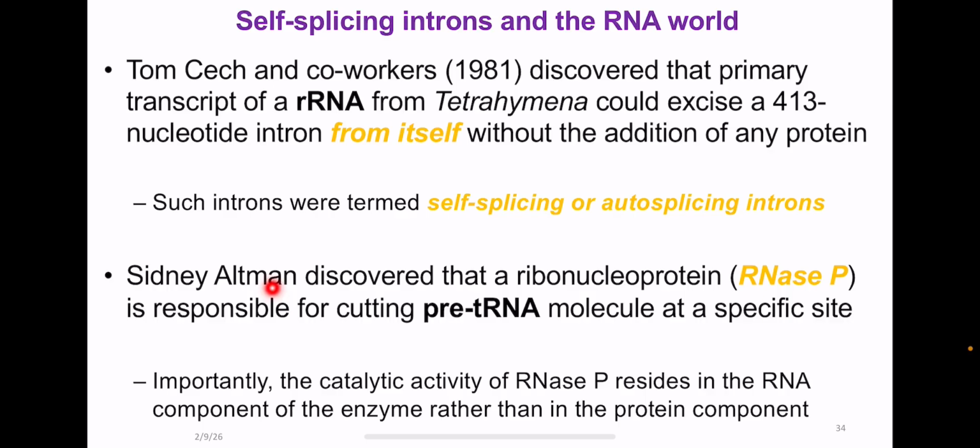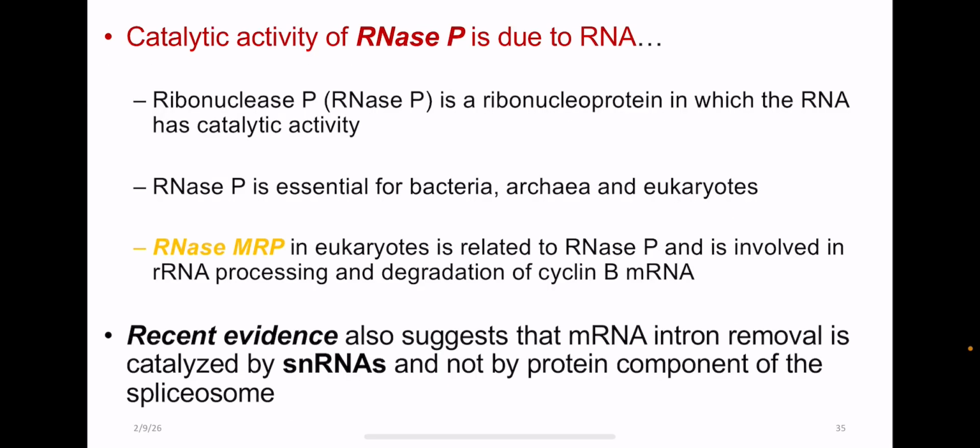Another proposition was that Sidney Altman discovered that RNase P, which is involved in cutting the pre-tRNA, has its catalytic portion in its RNA component and not the protein component. So this is just reaffirming the fact that some RNAs can serve as both genetic materials and enzymes.